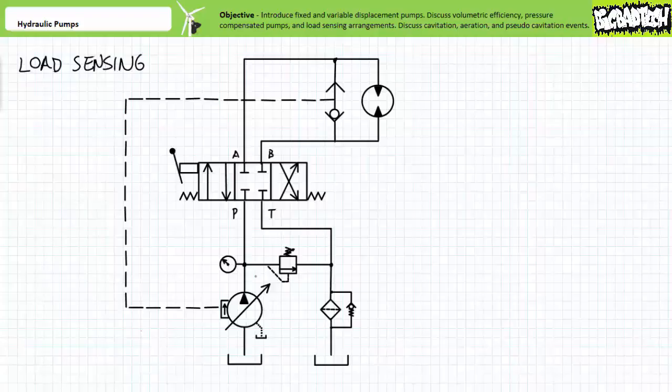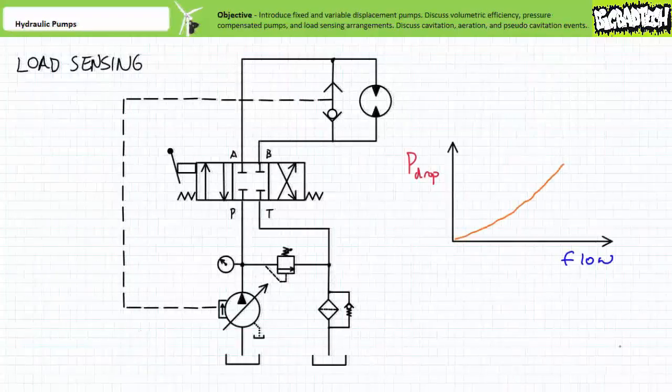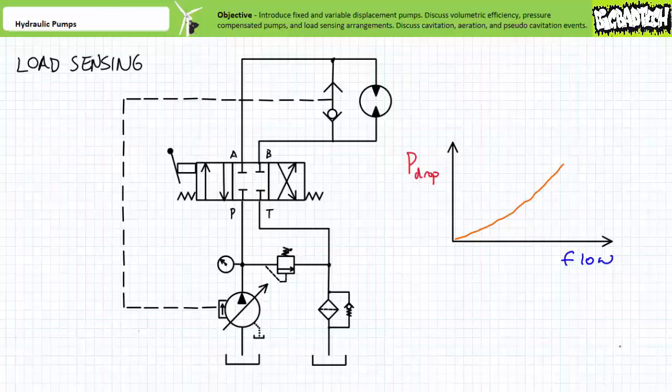A load sensing arrangement is one in which a pressure compensated variable displacement pump senses not only pressure at its outlet, but also pressure at an additional pilot location. Given 2 pressure values, the pressure compensated variable displacement pump with load sensing can therefore sense the pressure differential across a valve. In this case, the pressure differential is read across the directional control valve.